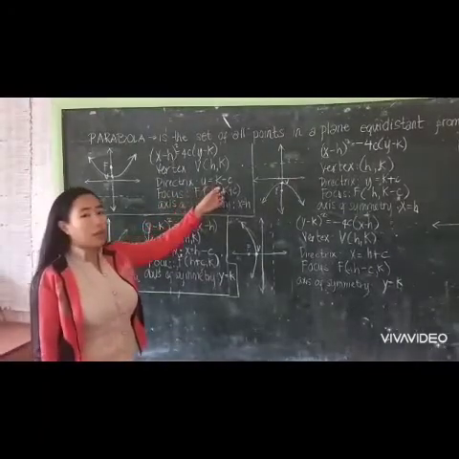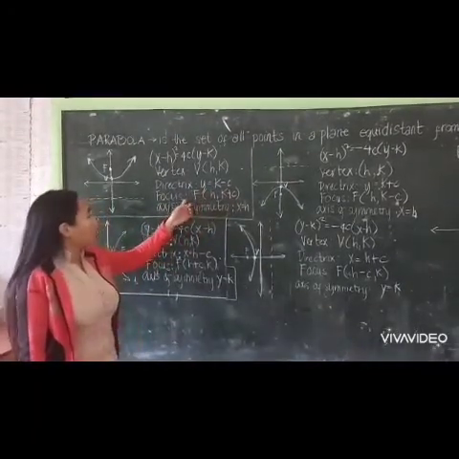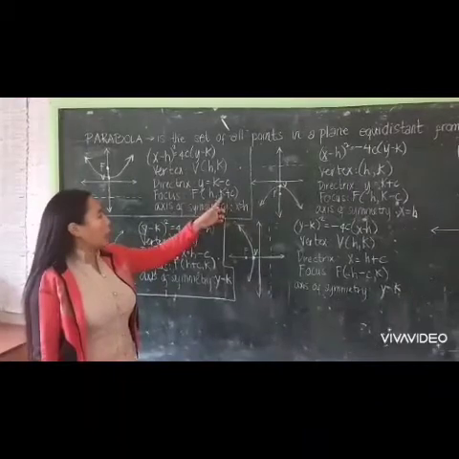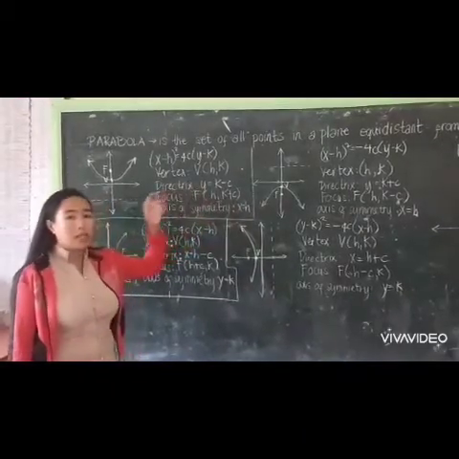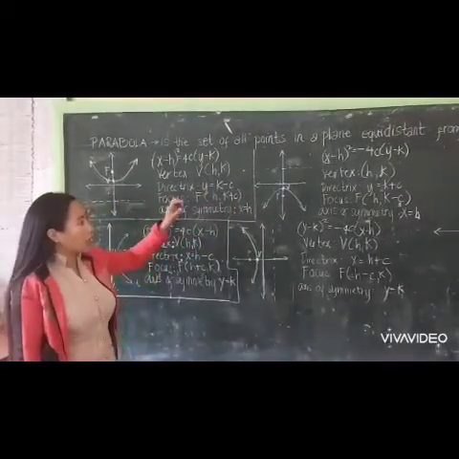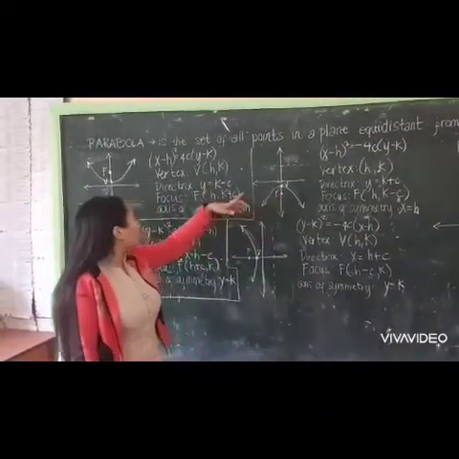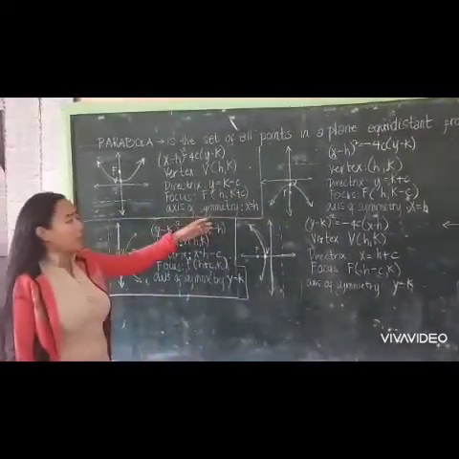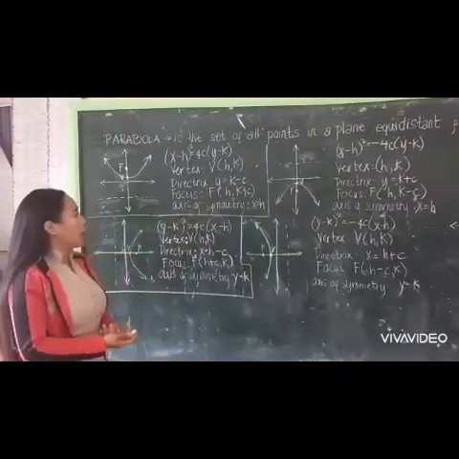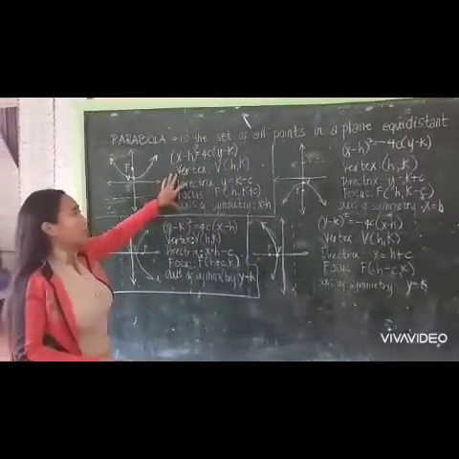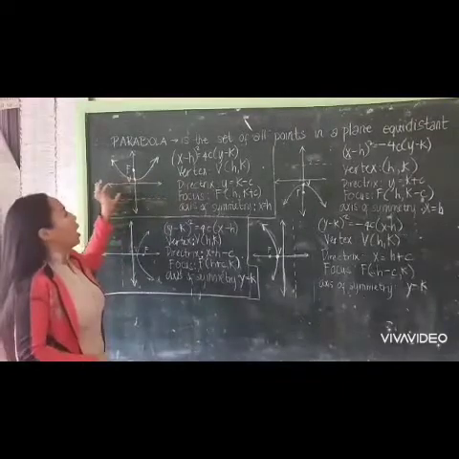y equals k minus c. Then focus is h, then k plus c. So c means the distance from the vertex to the focus, or from vertex to the directrix. Then axis of symmetry is x equals h. So this is now the properties if your parabola opens upward.